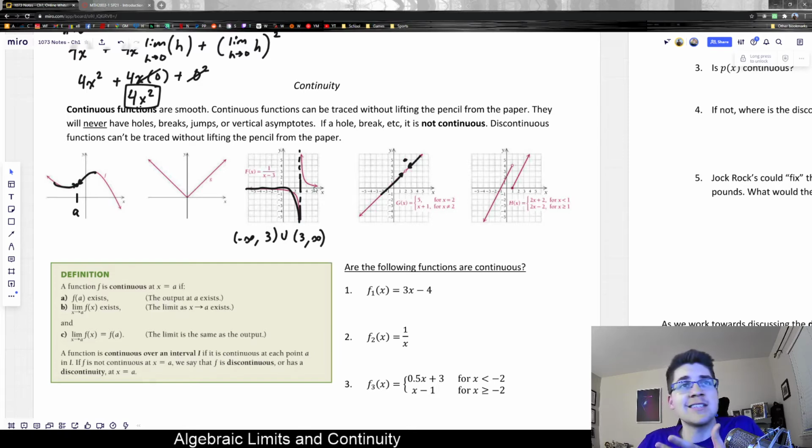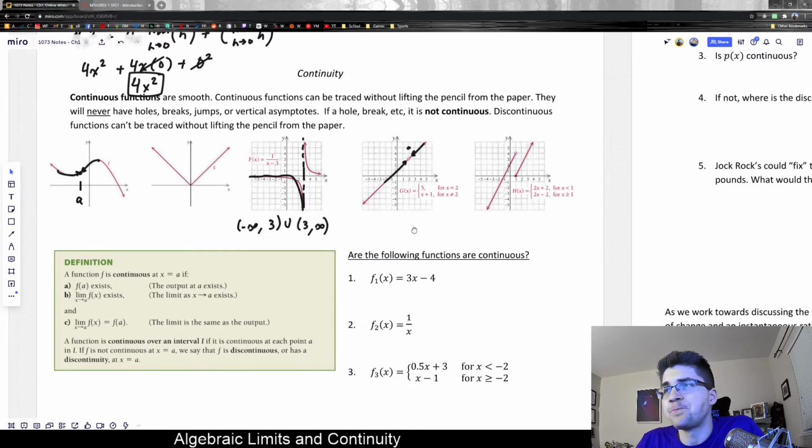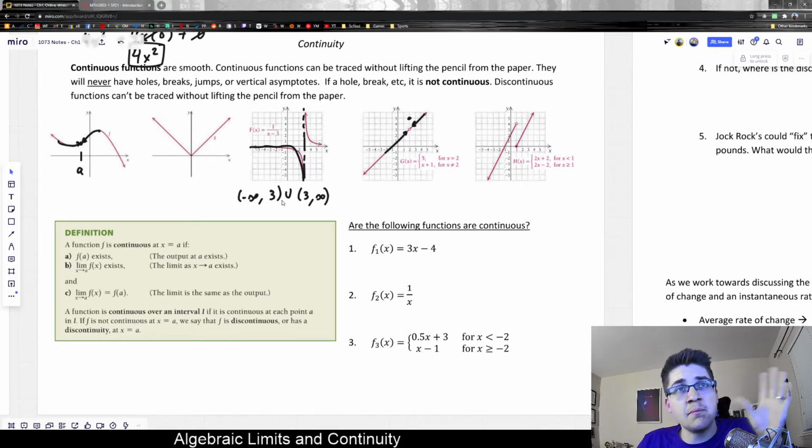You want to look for obviously weird behavior where it breaks or has holes or something like that, or any errors within the domain. Because if it has a missing part of the domain, it immediately cannot be continuous because it has to be defined. And additionally, the limits always have to be in agreement. So let's look at a couple functions. It says, are the following continuous?